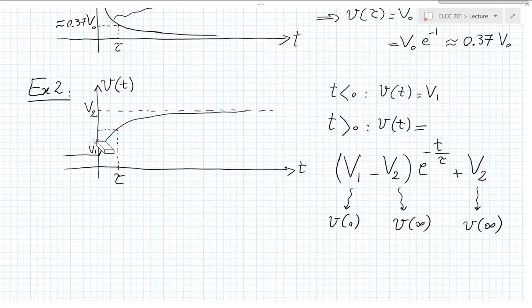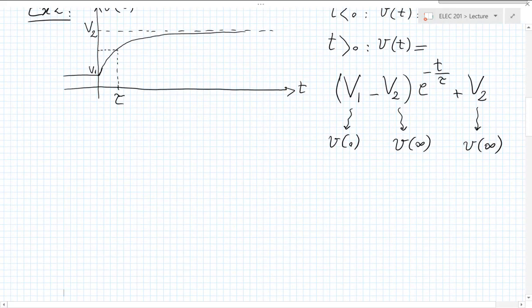In other words, it's the time that it takes for this to lose 0.63 of its original value, right? So this segment that you see on the vertical axis should be 0.63 times this total difference, V2 minus V1. That's all. So V of tau should be approximately 0.67 of that difference, V2 minus V1, plus that V1 that you had on the axis.